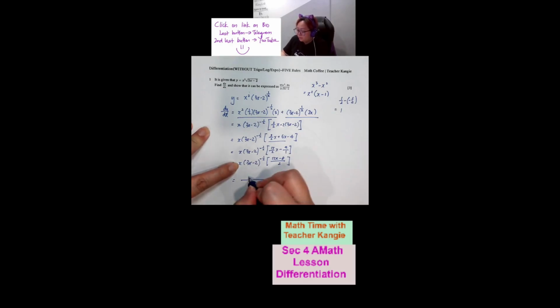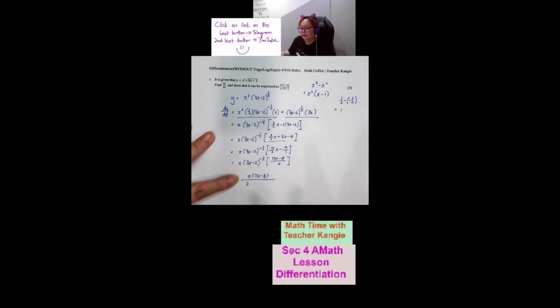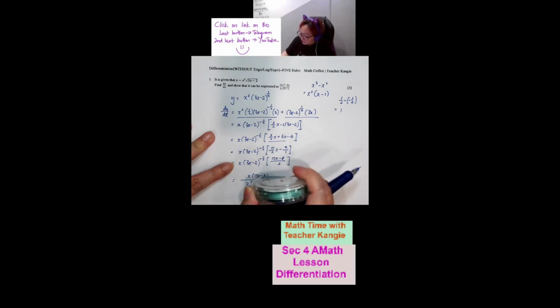So my x remains at the top. Then my 15x minus 8, of course, remains at the top. This one, the 2 is here. This to the power of minus half, I'm going to bring it down. And when I bring it down, I don't write to the power of half anymore. I write the square root. So it will be square root, actually just 3x minus 2 is fine. 3x minus 2. And we are done.